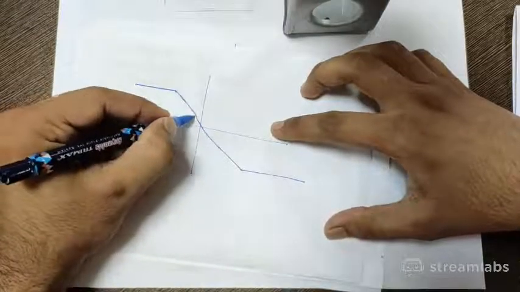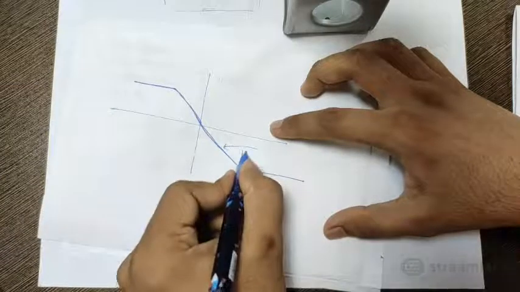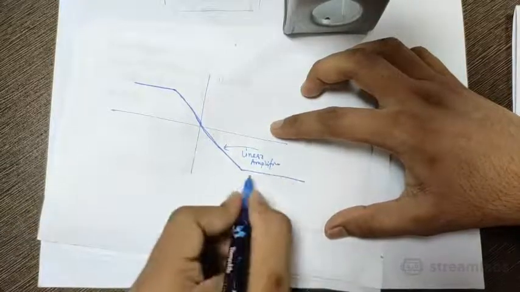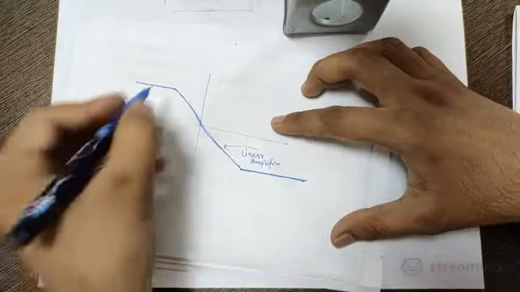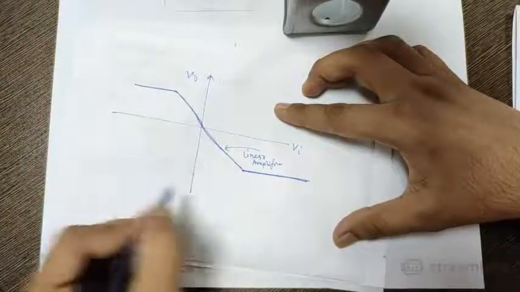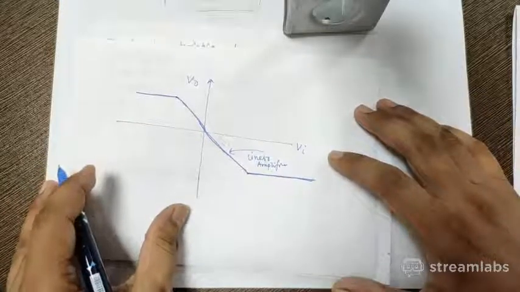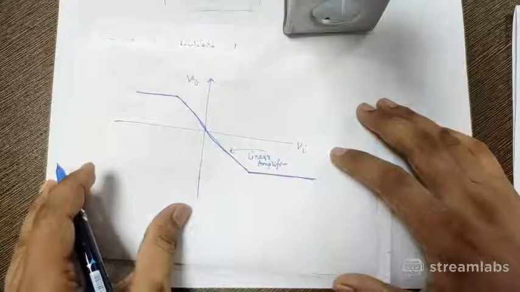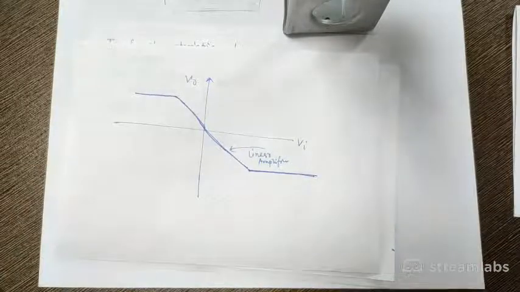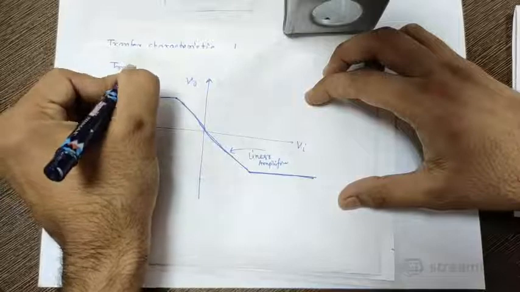In this region, it works as an amplifier, a linear amplifier. That means if you are applying a sinusoidal, then a sinusoidal will come, but here it is not linear. So this characteristic is called the transfer characteristic. Okay, so this way we can calculate the transfer characteristics, or we can draw the transfer characteristics.